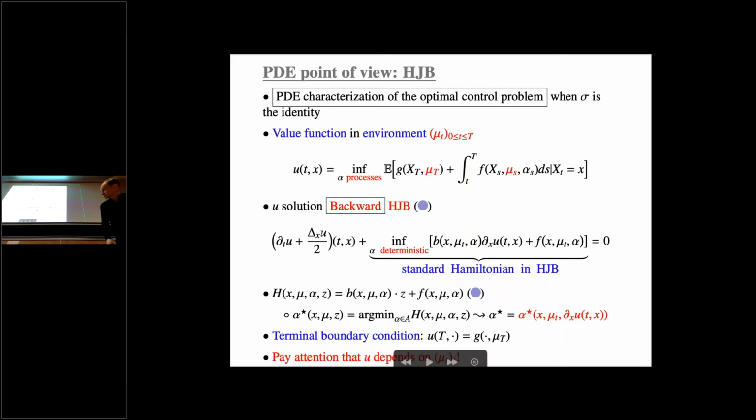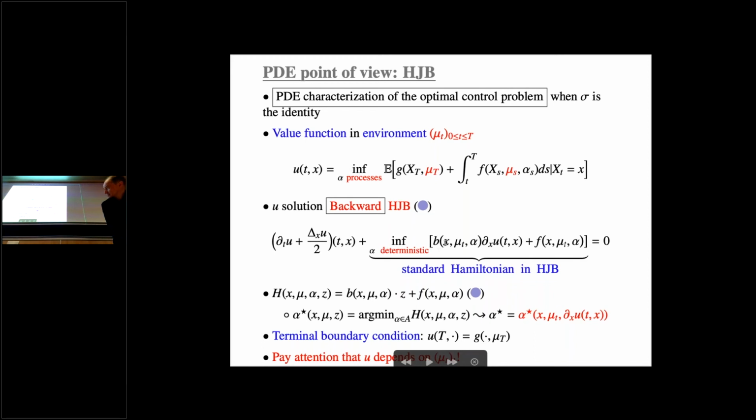So this is a PDE. When you write down the PDE, you have a time derivative term. You have a Laplace term, and everybody knows here that this Laplace comes from the Brownian motion that you have in the dynamics. And then you have a Hamiltonian that comes from the minimization problem.